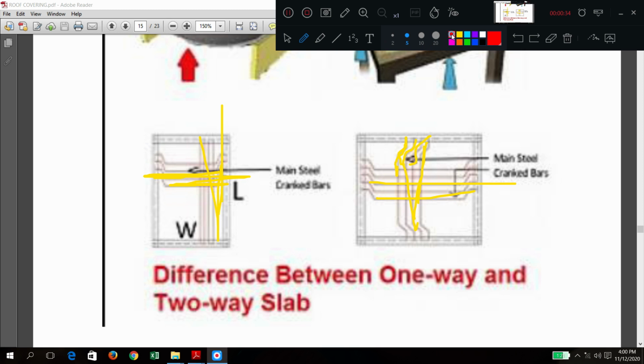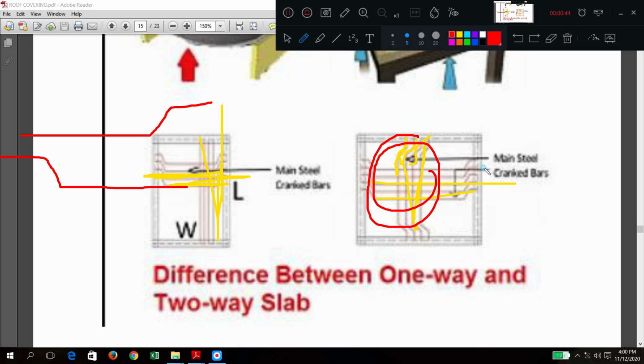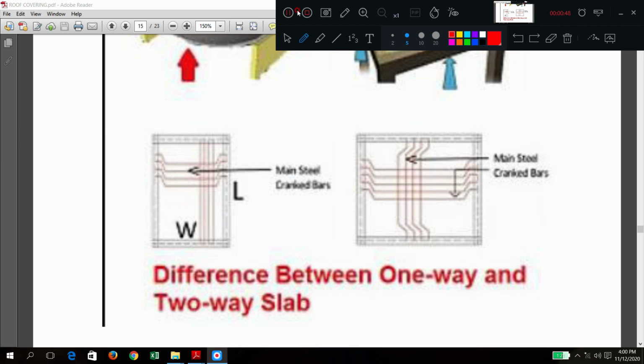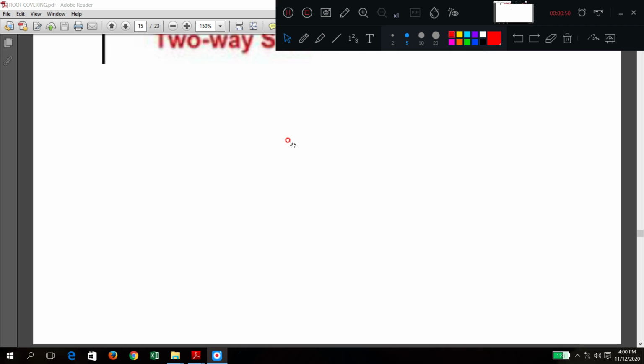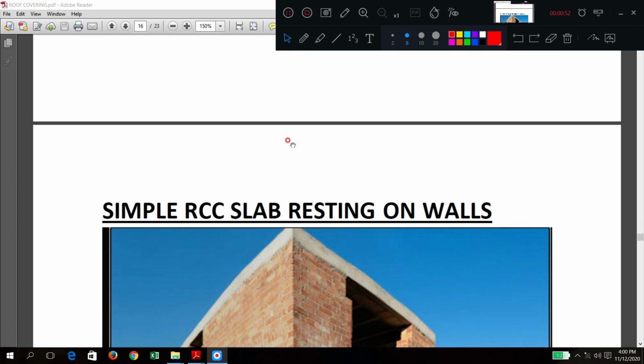In the previous diagrams you have seen, in the cross section like this it will go and bend like this. So those bendings are shown here. These are called cranking of the bar.